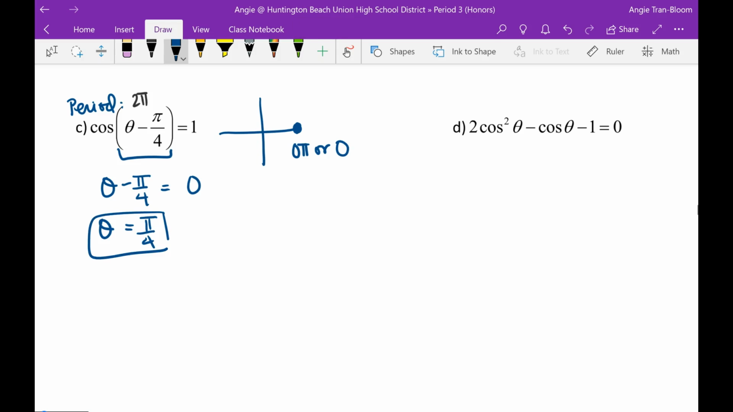Now, if you just quickly check, would that be true? Plug in pi over 4 for theta. Pi over 4 minus pi over 4 is 0. Cosine of 0 is 1. Yes, Chanel? Why do you say equal to 0 and where does that 1 go? Because cosine of what, Chanel? What angle equals 1?